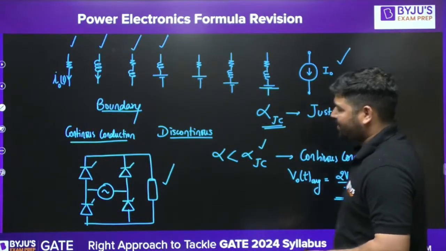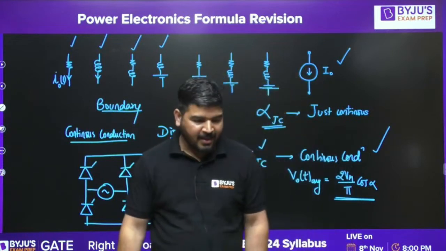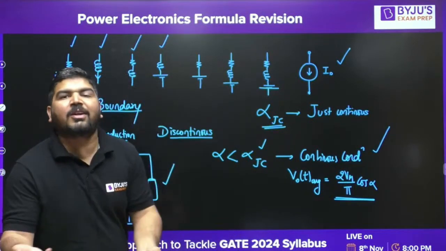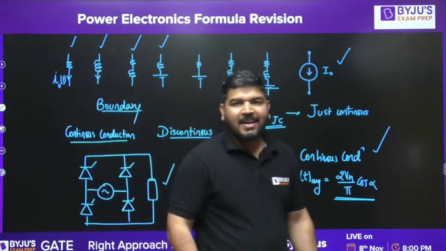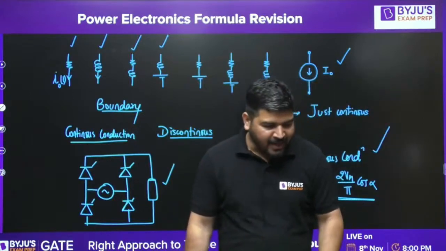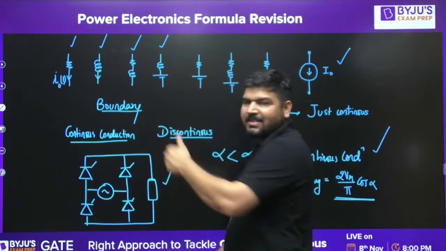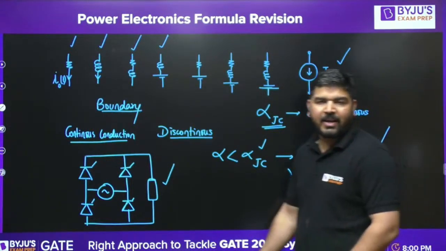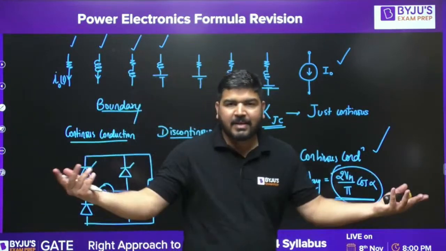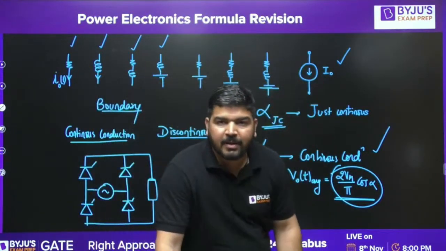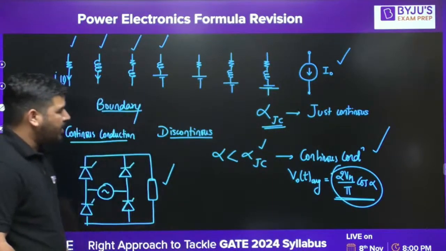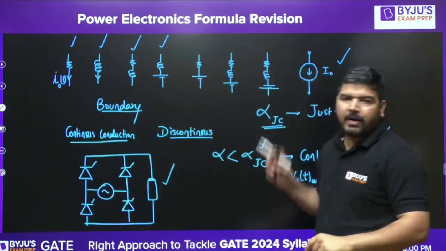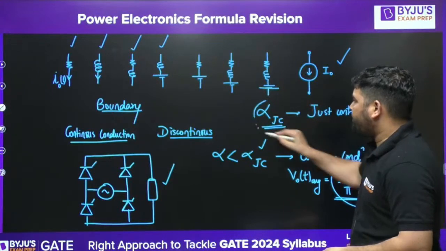Now, in case of a current source, let's say there is a current source here, then everything is gone. If there is a current source, then always the conduction will be continuous. There is no point of discontinuous conduction because the current source is connected. The average output voltage will always be 2 Vm by pi cos alpha. The current source case is very simple. So you have to be careful about this case. Now, for other types of load, R load, RL load, L load, whatever, there is some alpha JC which will exist.